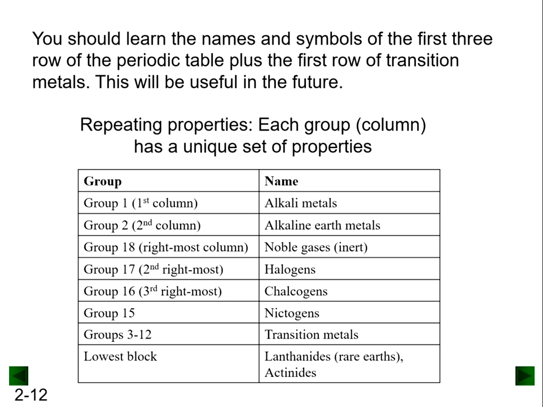The second column, group 2, is the alkaline earth metals. The word earth typically means it's found in the earth, it's found in soil.